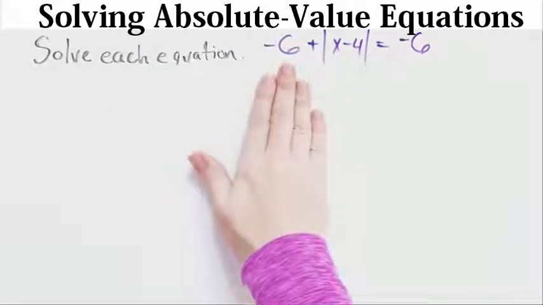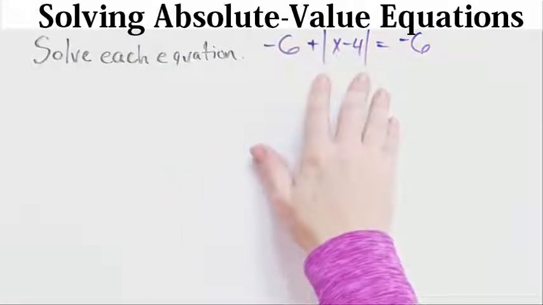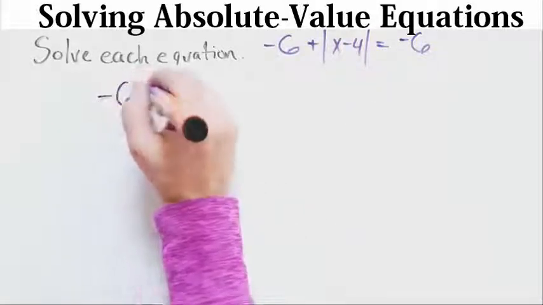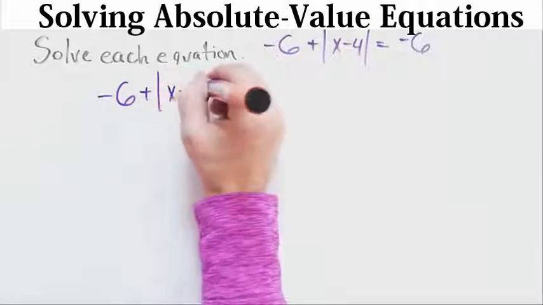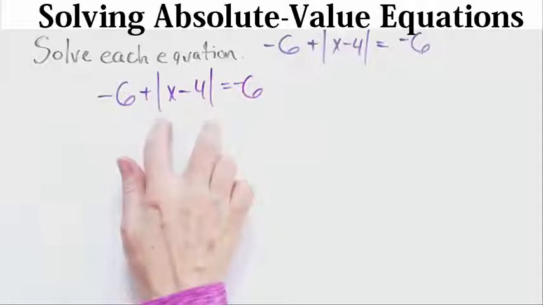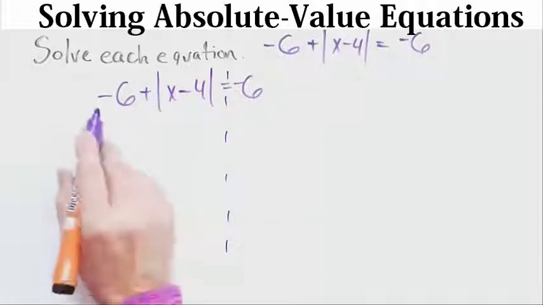Now I want to know: negative 6 plus the absolute value of x minus 4 would equal negative 6. So I'm going to rewrite it out here so I have room to do my math. I want to know what I add to negative 6 to make it negative 6. So I want this by itself, so I'm going to move the negative 6.